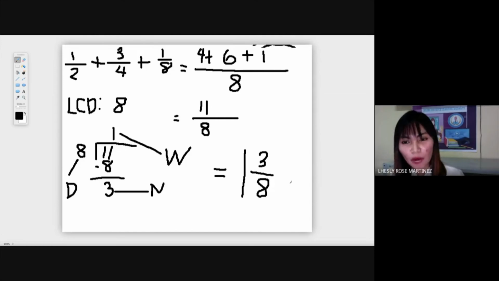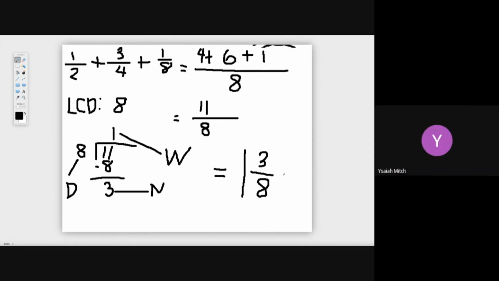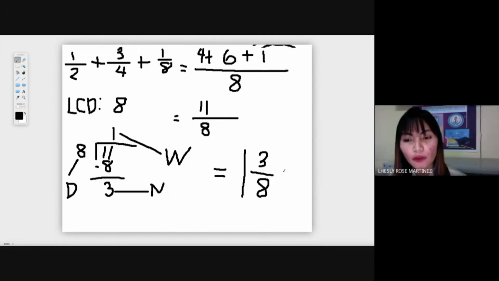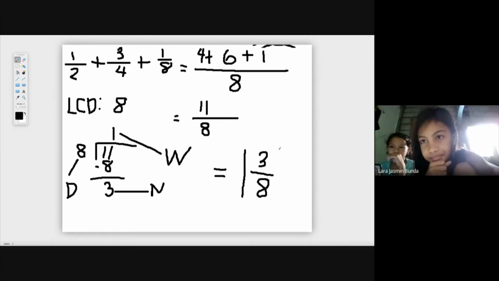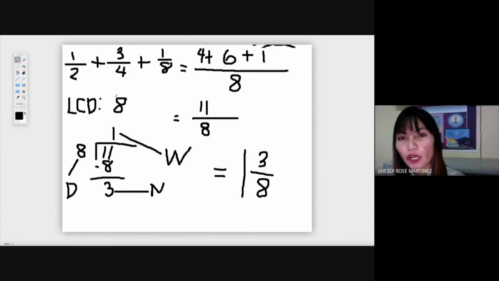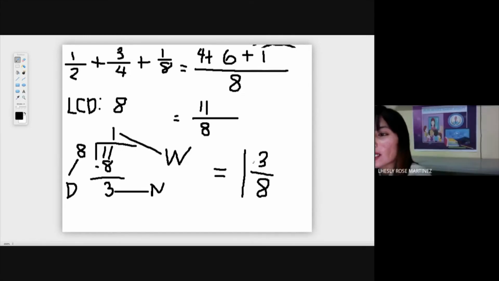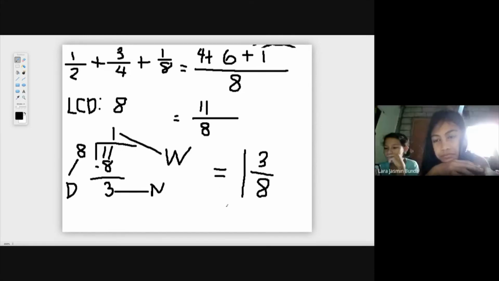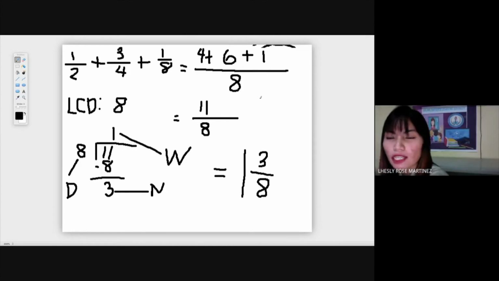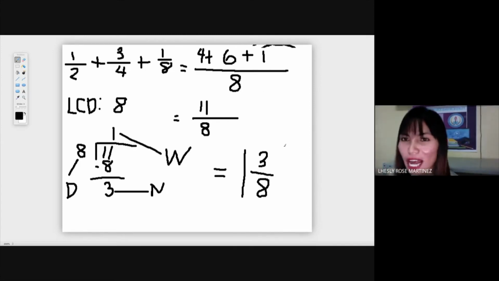Okay, is 1 and 3/8 correct? Yes. Is it already the simplest form, or do we still need to find the answer? Simplest form na, ma'am. Okay, very good. Put your answers in the chat box. You are all excited to answer. Very good. Very active.